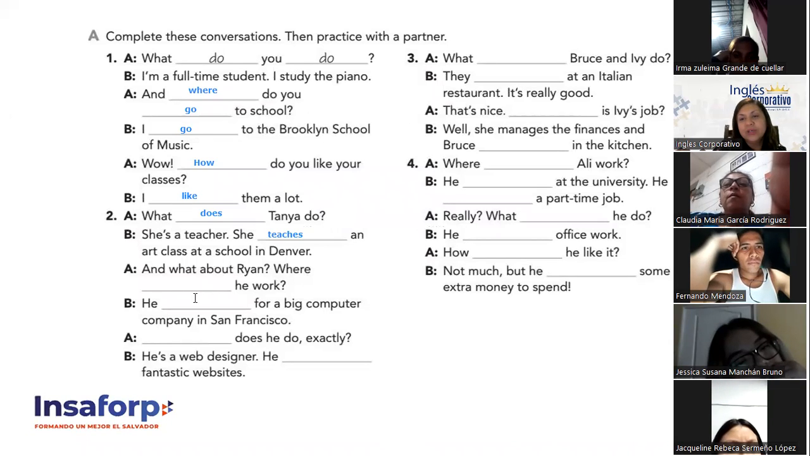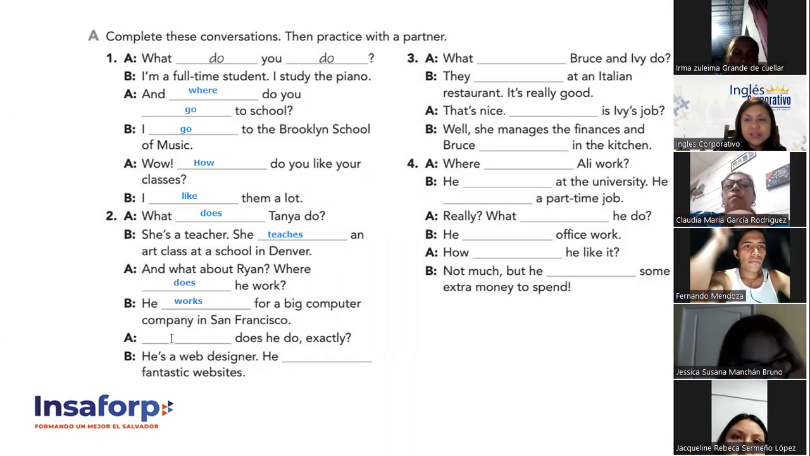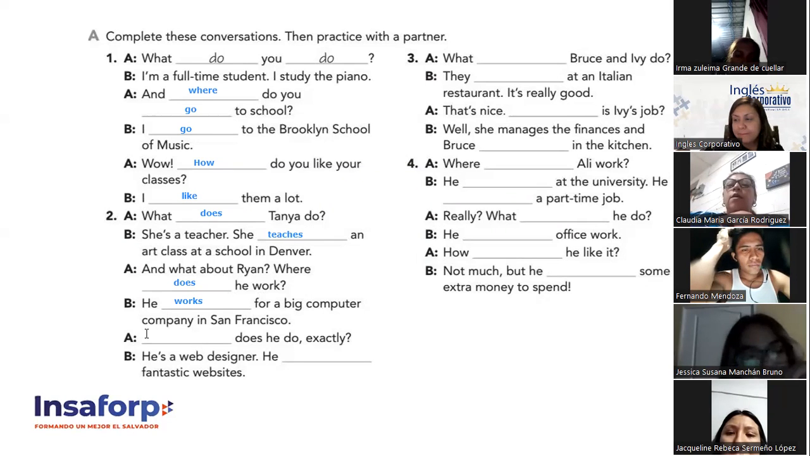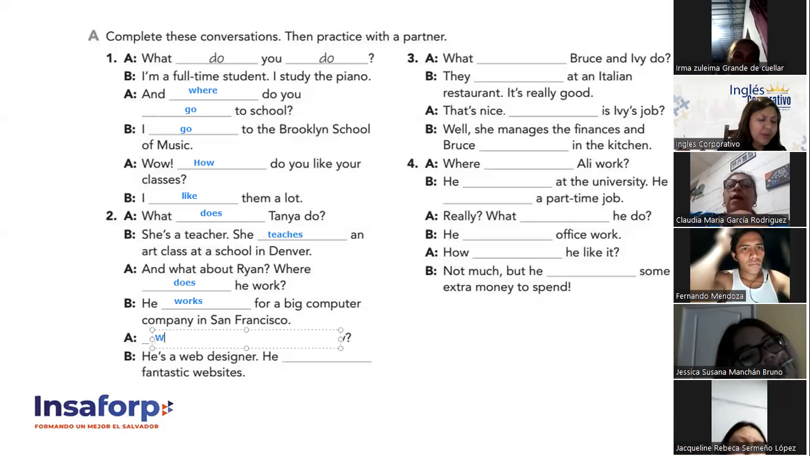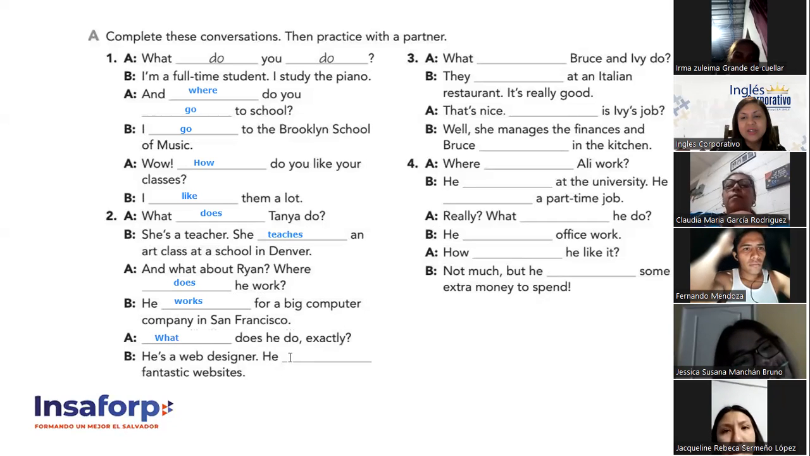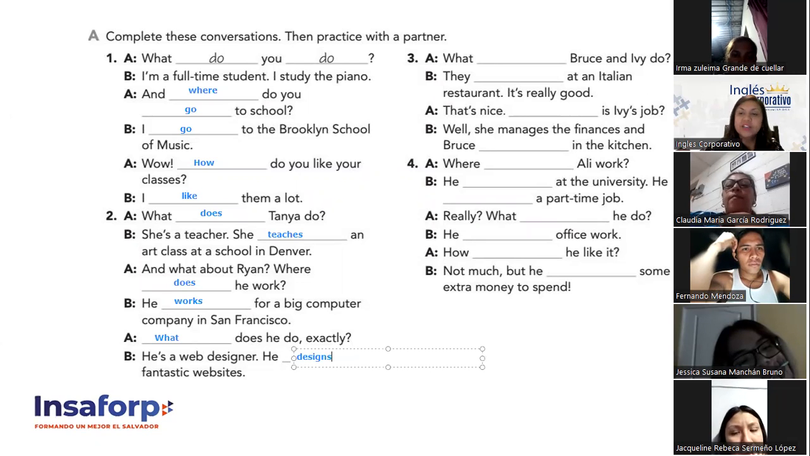And what about Ryan? Where does he work? He works for a big computer company in San Francisco. Question. What does he do? Exactly. He's a web designer. He is. Does. If he is a web designer, he designs fantastic websites. Conversation three.